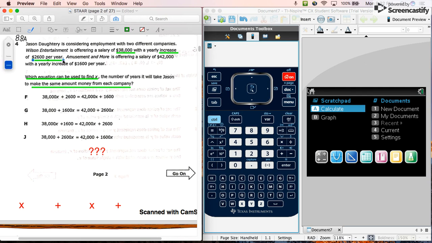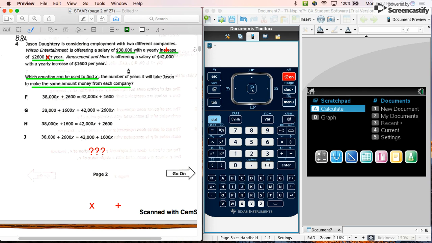When I see the word per or the word each, I know right away that I need to put an X through those words. Why? Because believe it or not, that is what keys me in on the slope. If this was a slope problem, per would have an X through it and I would have a slope of 2,600. The word increase means plus. It's in addition to. So I'm going to have 38,000 plus 2,600x.